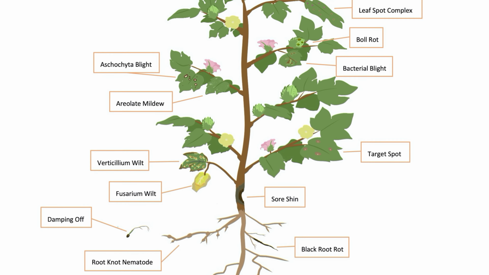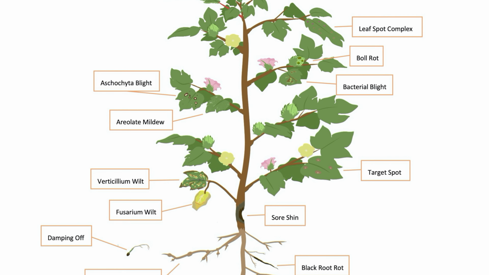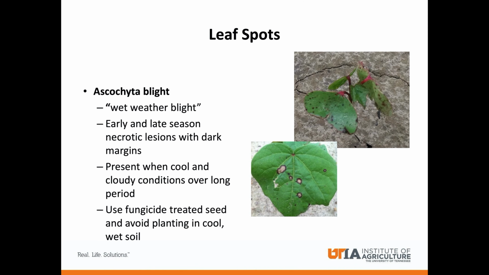Switching gears now, we're going to look at above ground diseases of cotton. And so that includes our foliar pathogens, our boll rots, as well as our wilts. Starting with our foliar diseases, we have ascochyta blight, or wet weather blight. This is one you might see early in the season. It looks very similar to herbicide injury.